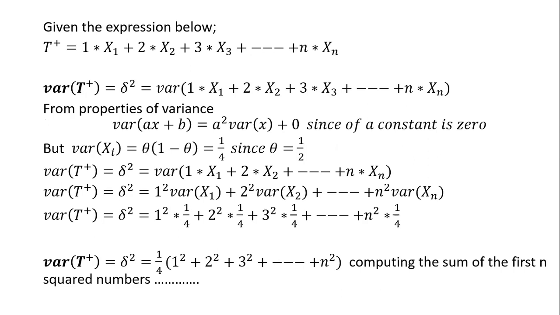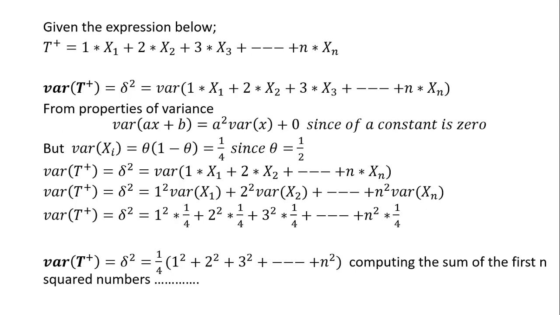We know from properties of variance that the variance of aX plus b is a squared times the variance of X plus the variance of b, but the variance of a constant is 0. It is also known that the variance of any random variable which follows a binary distribution is pq, which in this case is a half times a half, giving us 1 over 4. So expanding the expression, the variance of T plus will be equal to the variance of the first rank times the random variable plus the second rank times the random variable, up to n times Xn.